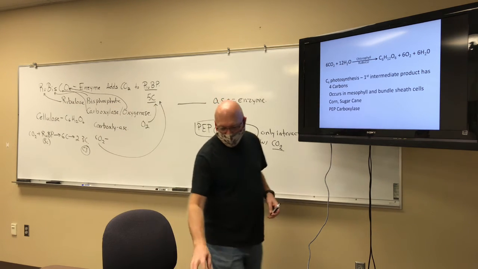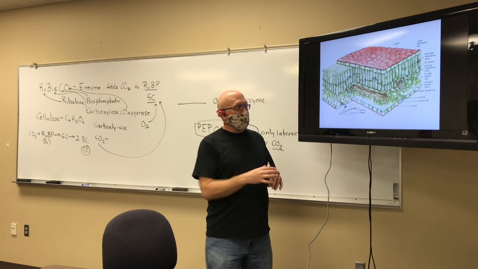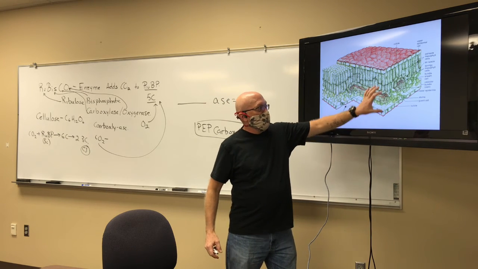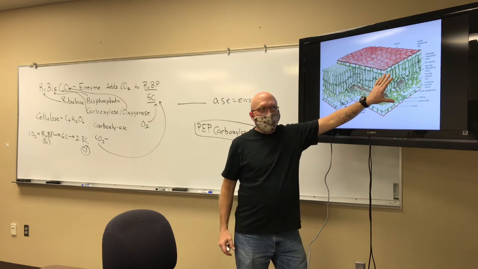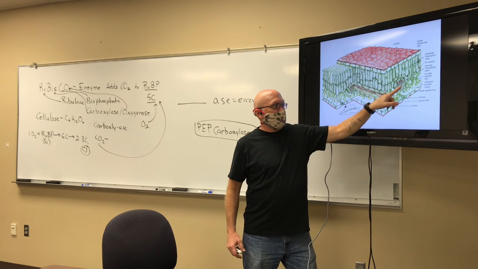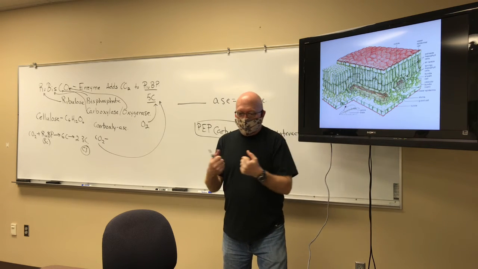We've already talked about the light reactions. Review the structure of the leaf. We have the upper and lower epidermis. We have the mesophyll cells. We have the bundle sheath cells going around the vascular bundle. We have stomata that are guarded by guard cells that open and close the stomata.